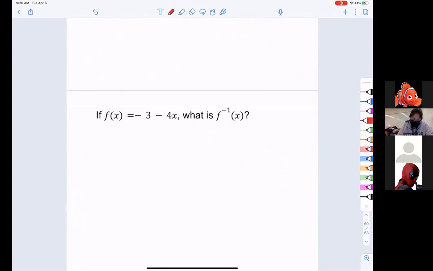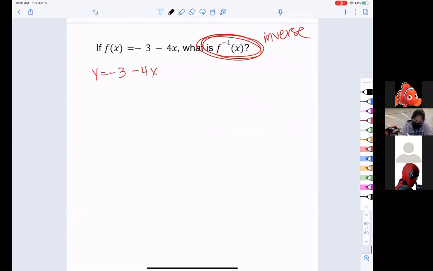Ooh, this one looks fun. All right. If f of x equals negative 3 minus 4x, what is f negative 1x? So, Jordan, what's the f negative 1x mean? Inverse. Very good. So Brian, I'm gonna put y equals -3 minus 4x. What am I gonna do to my x and my y? You gotta switch them. I'm gonna flip them. So x equals -3 minus 4y. Now I want to solve for my y.